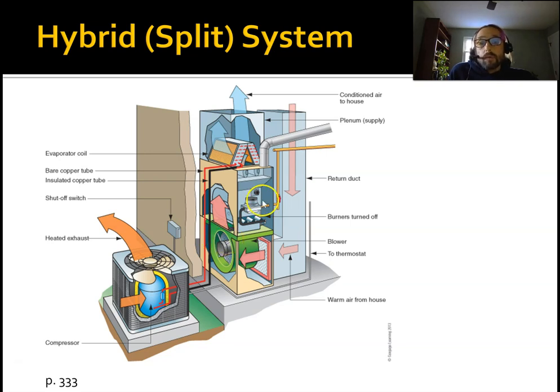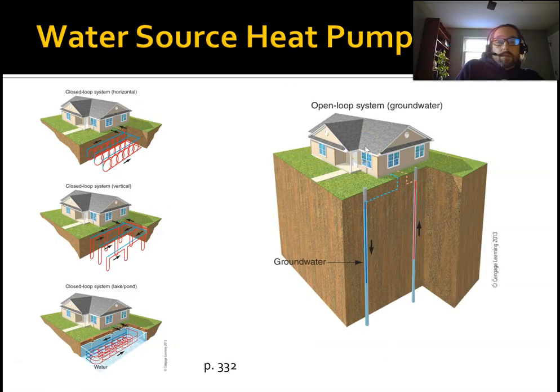And then whenever I'm in cooling mode, my evaporator's inside. I'm taking heat from inside, and I'm dumping it. Where am I dumping it? Into the outside air. Okay, so it's still air source. Whereas a water source heat pump, instead of pulling heat from the air and dumping heat into the air, you're pulling heat and dumping heat into water.